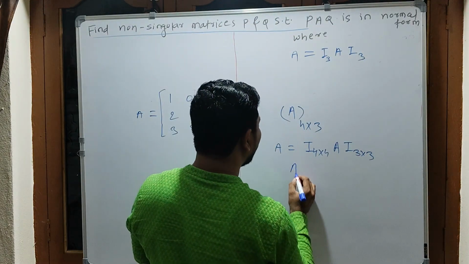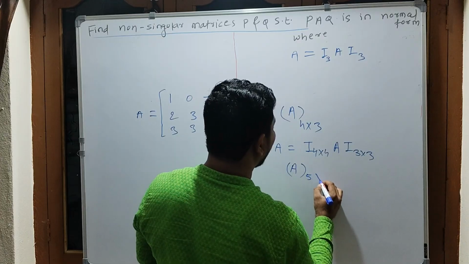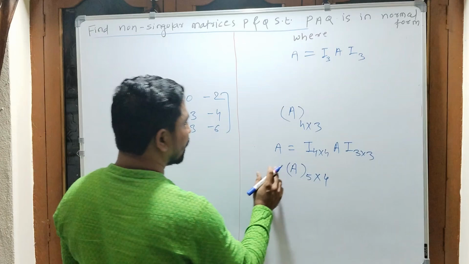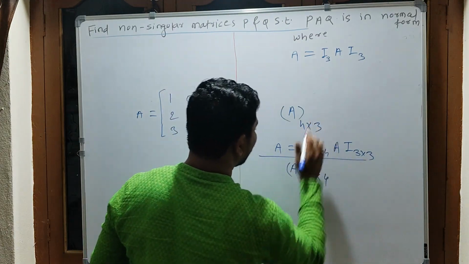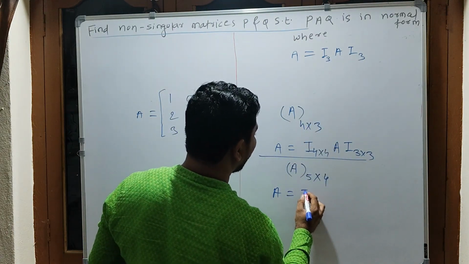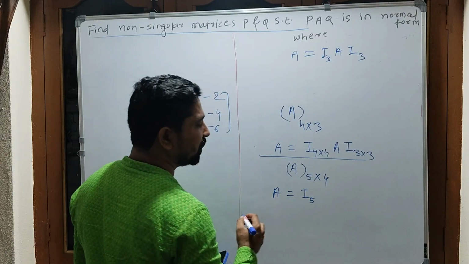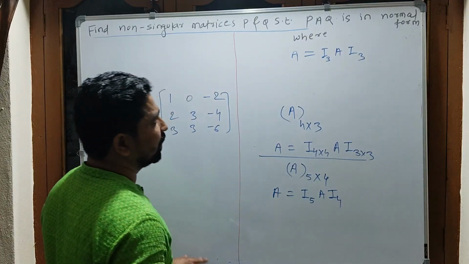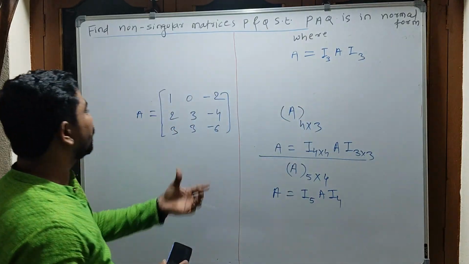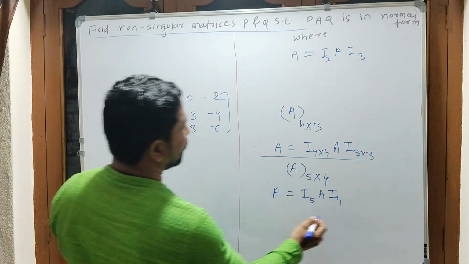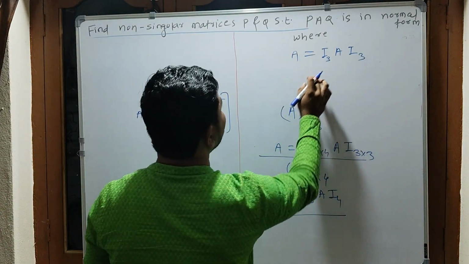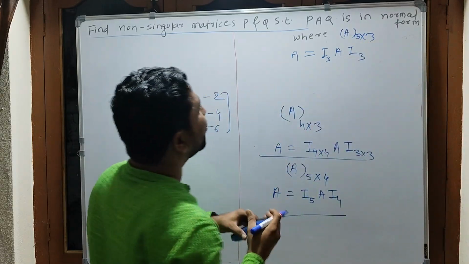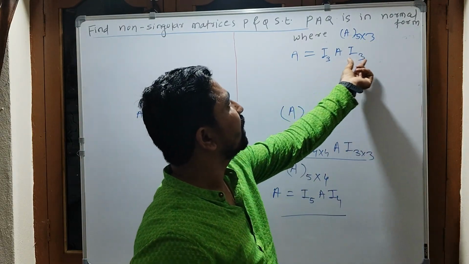If, for example, A is of order 5 cross 4, then write A as identity matrix of order 5 cross 5, then A, and identity matrix of order 4 cross 4. In our example, A is a matrix of order 3 cross 3, so here I am writing A is equal to I3 A I3.